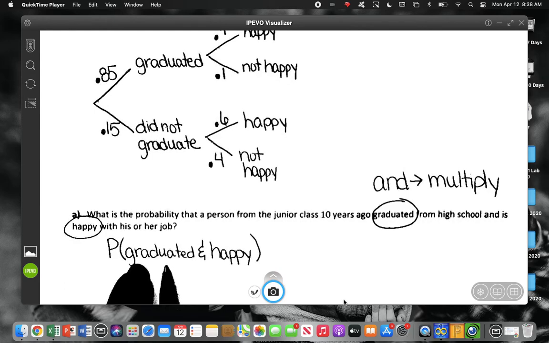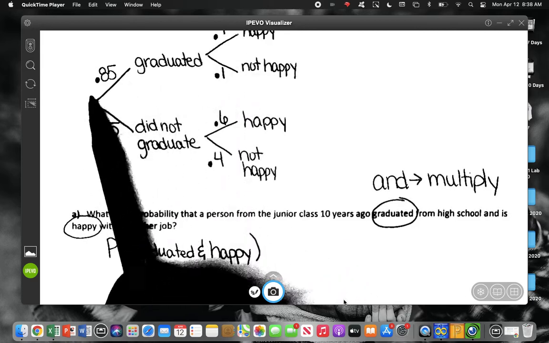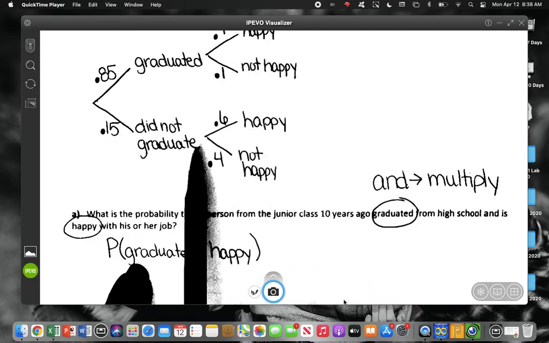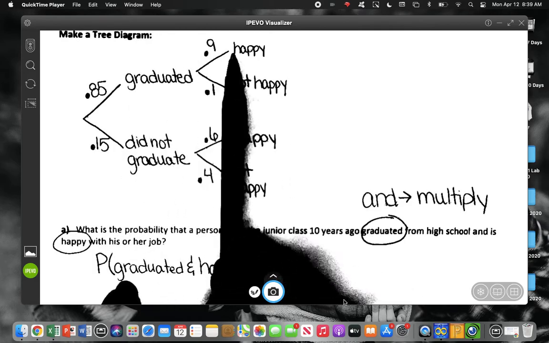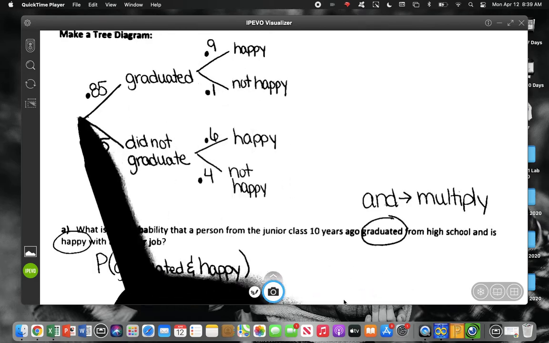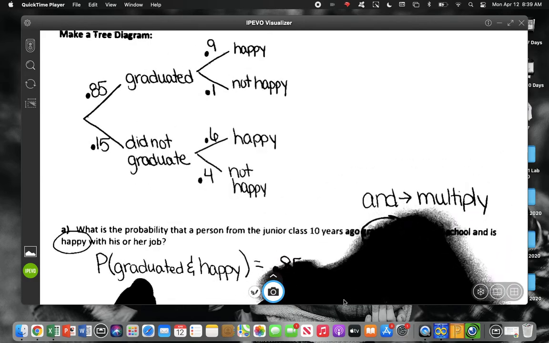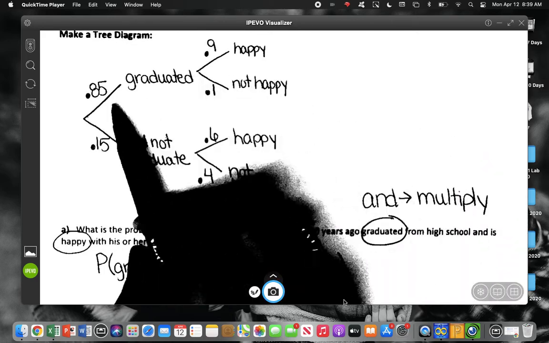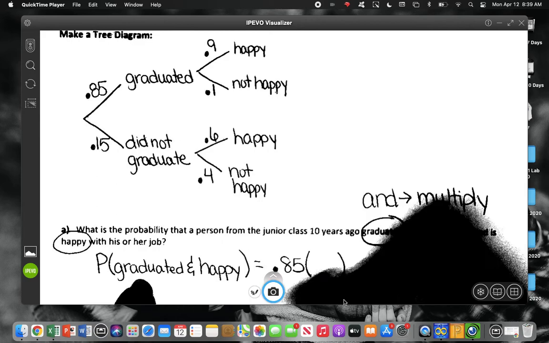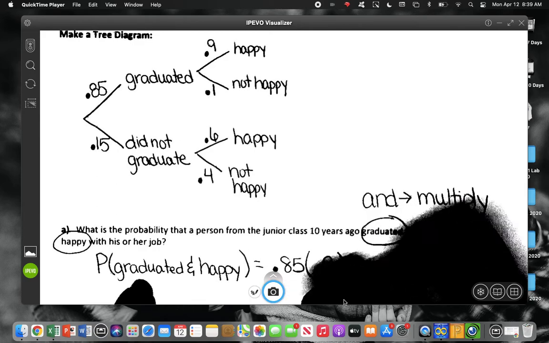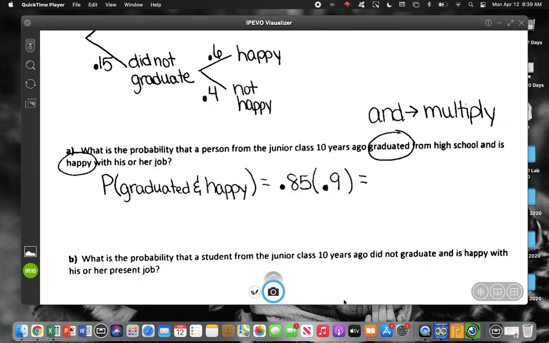So when we see this, the first part, if we are doing graduated and happy, we are only looking at this top branch. We have nothing to do with the did not graduate. They have to be graduated and happy. So what's the probability of graduated? 85%, 0.85. Now what's the probability of the graduated but also happy? 0.9. So graduated and happy.